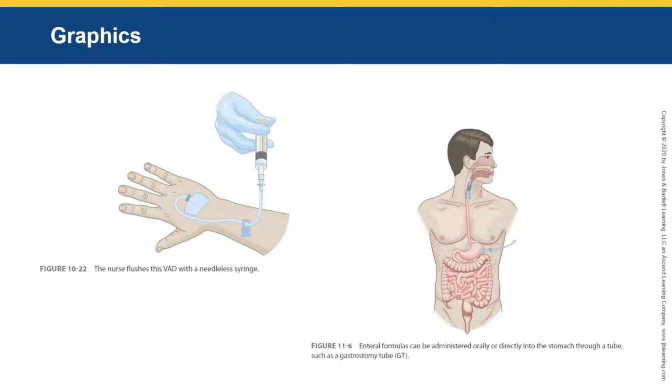The next slide shows a couple of graphics, the left one from Chapter 10, where the nurse is flushing the venous access device. And the right image is from Chapter 11, which is called Solution Calculations. And this graphic appears within a discussion of solution calculations for enteral tube feedings. And so you can see this is showing the location of a G-tube.